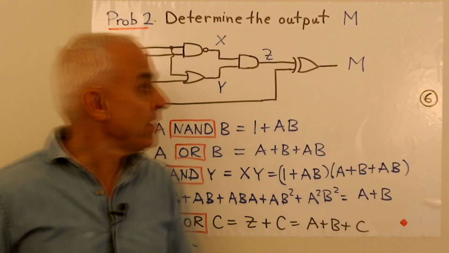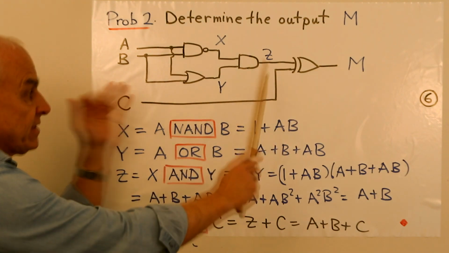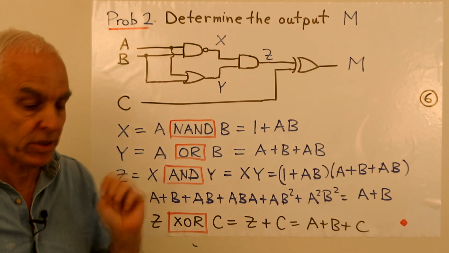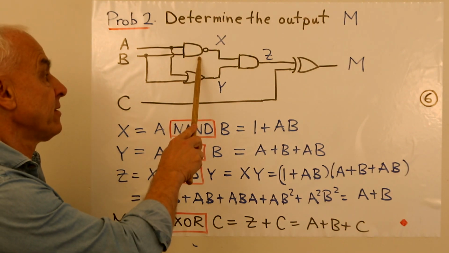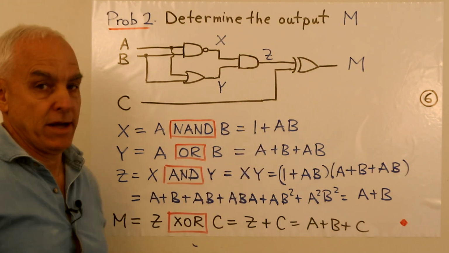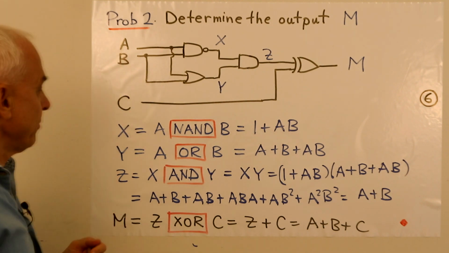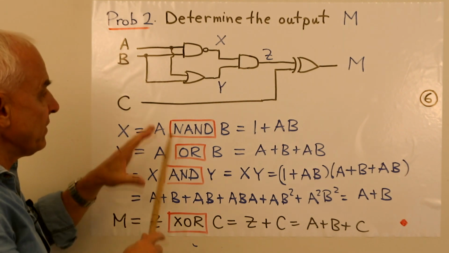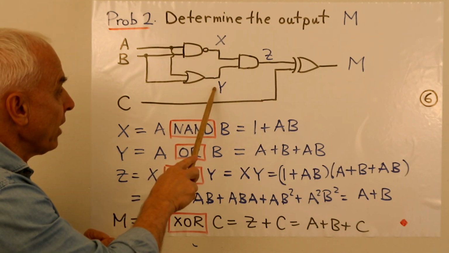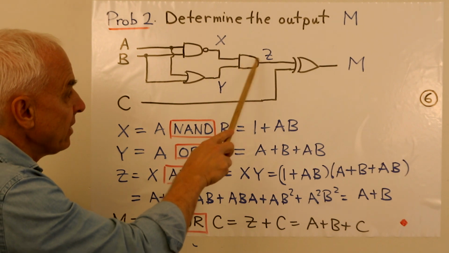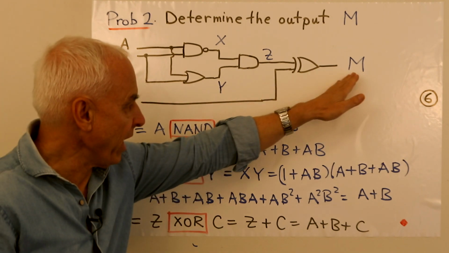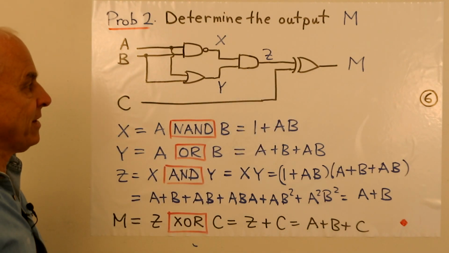Okay, for our second problem, let's determine the output M of this circuit, which has inputs A, B, and C. So we have 3 inputs now, and we have a NAND gate, an OR gate, an AND gate, and an XOR gate. Let's look at the outputs of these various gates. Let's call the output of this NAND gate X, the output of this OR gate Y, and the output of this AND gate Z. So these are intermediates on the way to figuring out what the total effect is.